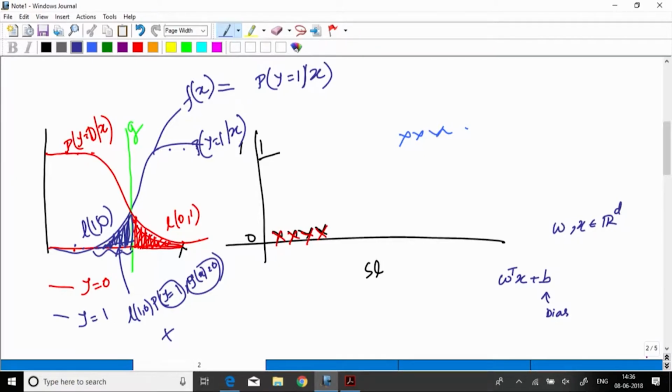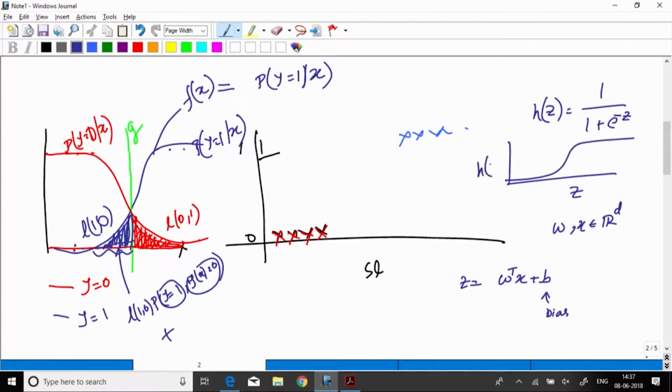Now if we have a sigmoid function, the sigmoid function of z will be something like 1 by 1 plus e to the power minus z, where z is equal to this. Then if we have a graph, here is z, and then the sigmoid curve will be like this. This is h. So we'll be using this sigmoid curve to learn our f(x), this posterior probability.